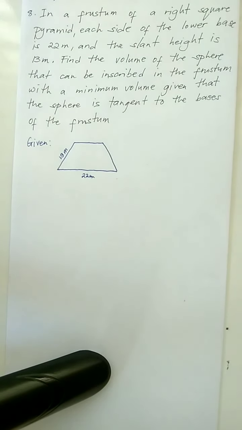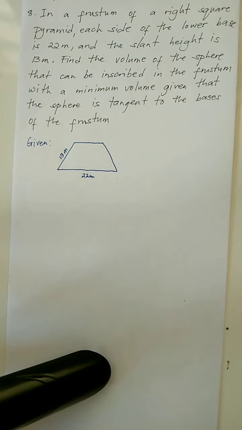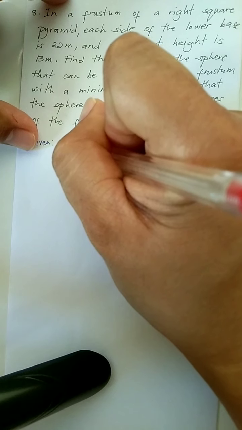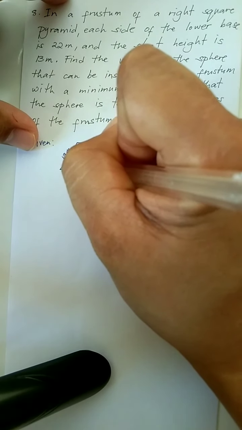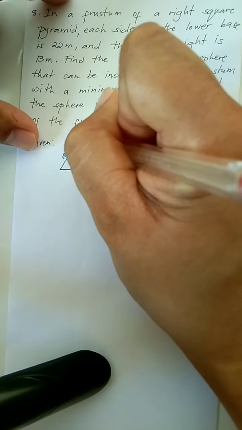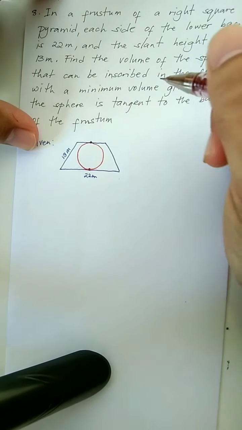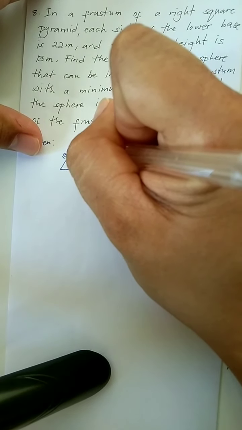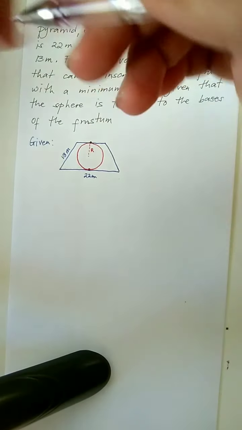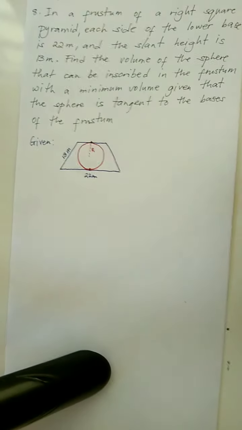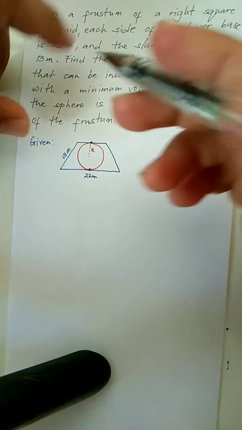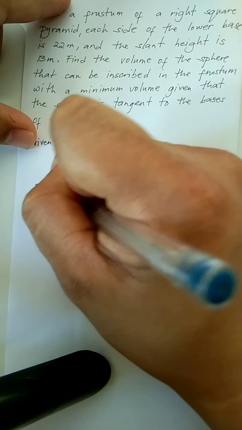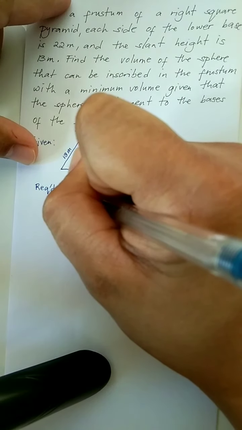Okay. And then the sphere, or the cross section of the sphere, that would be a circle, a great circle. Cut through the middle, it will be tangent to the bases of the frustum. So it is the unknown radius r here. So our required is to find the volume of the sphere.